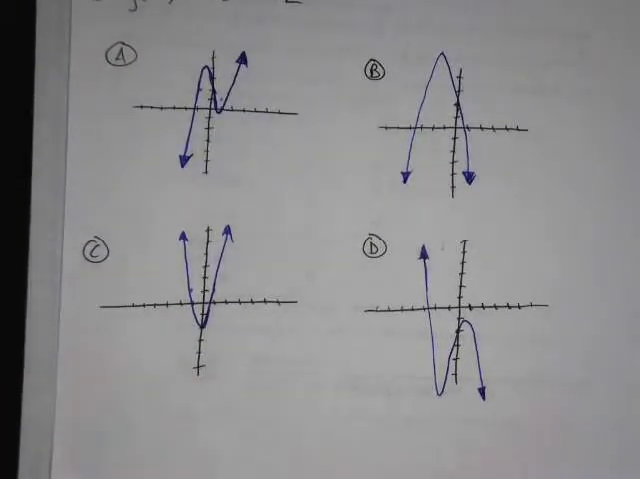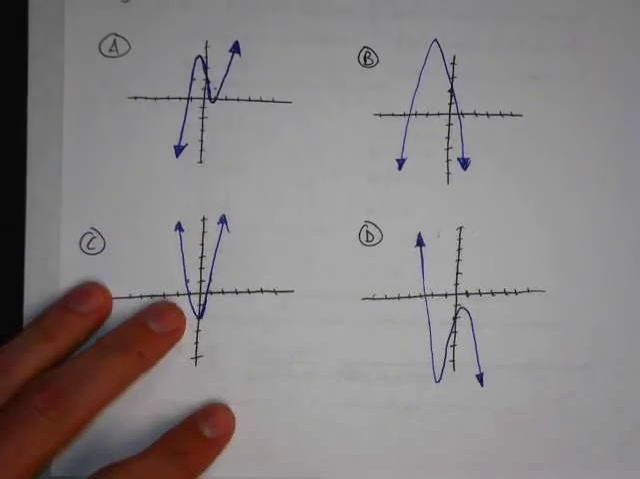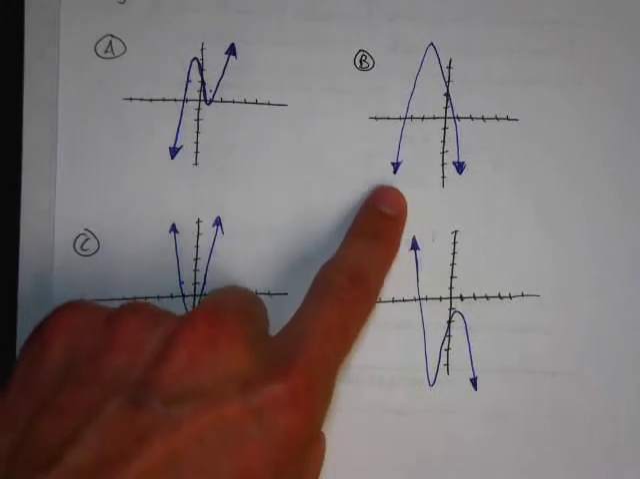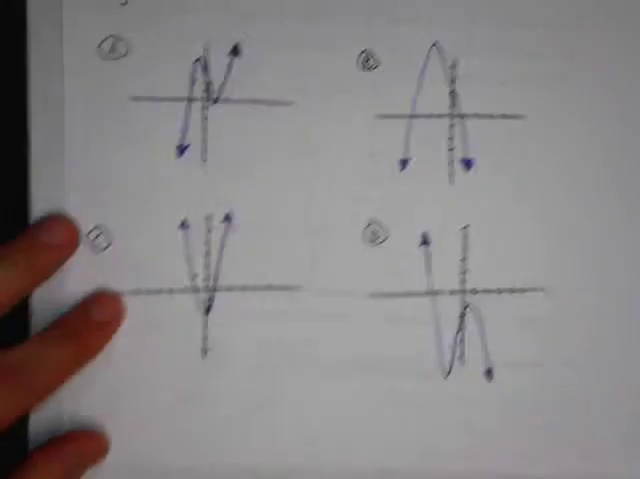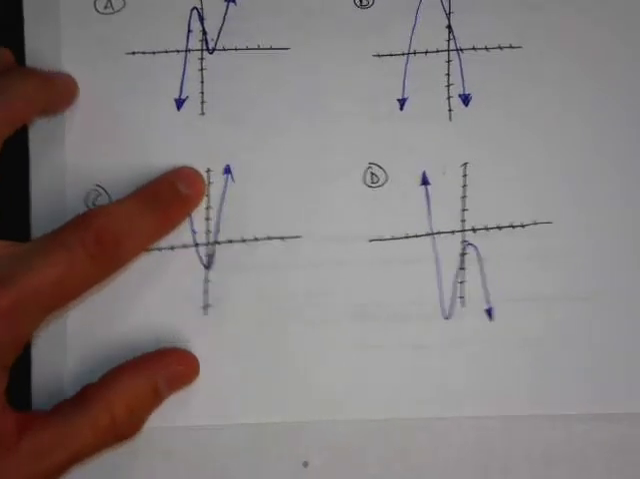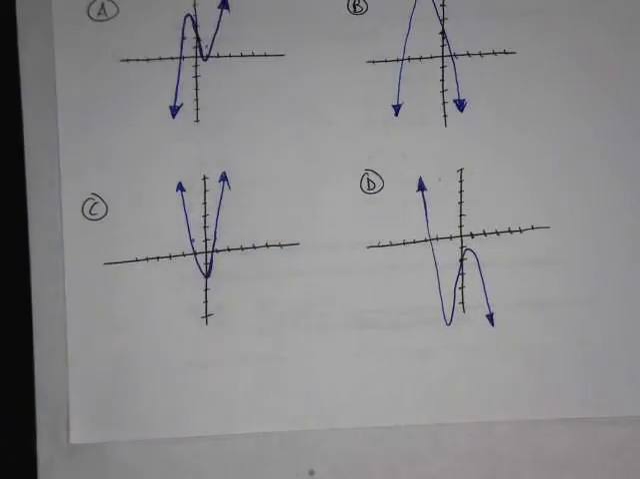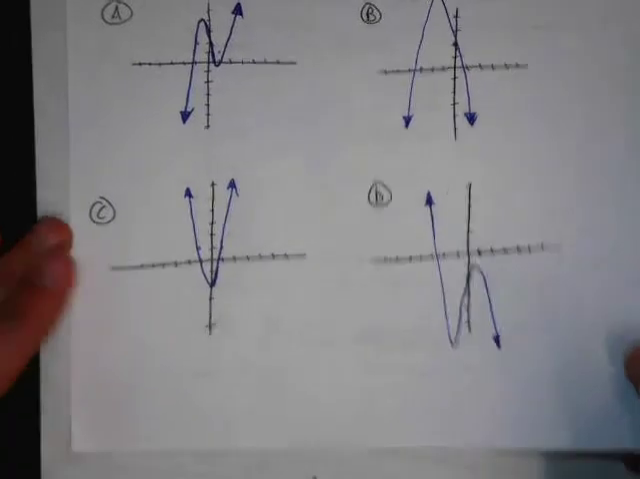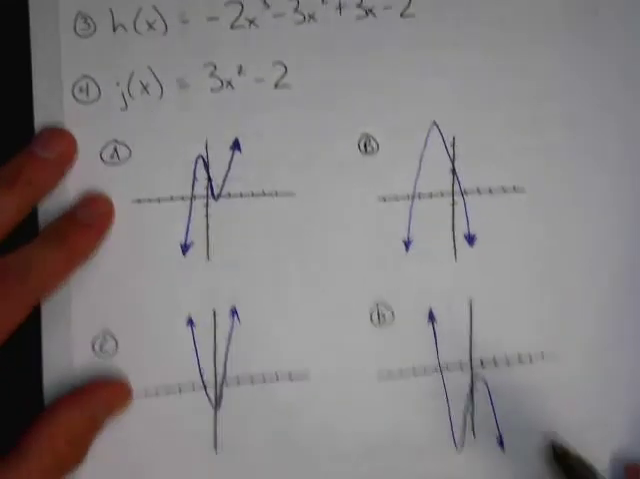Now, which of the following graphs on this list follows that model? Only one graph starts low and ends high. That is graph A. If you look at graph B, it starts low and ends low. If you look at graph C, it starts high and ends high. If you look at graph D, it starts high and ends low.